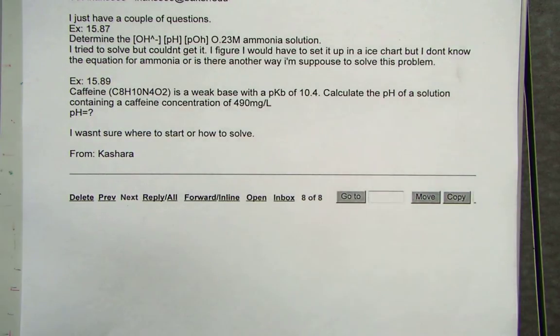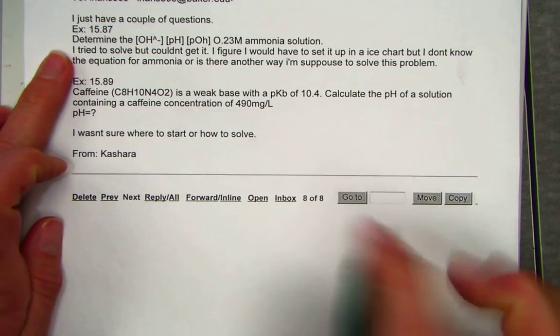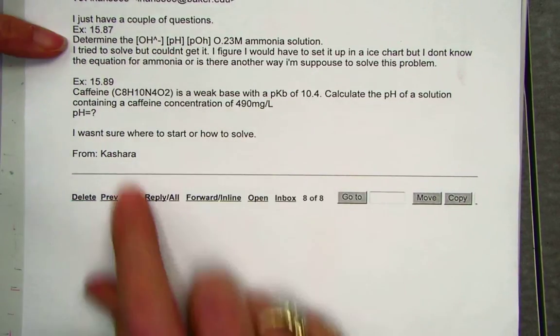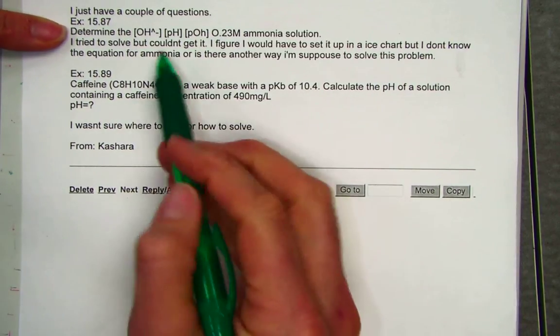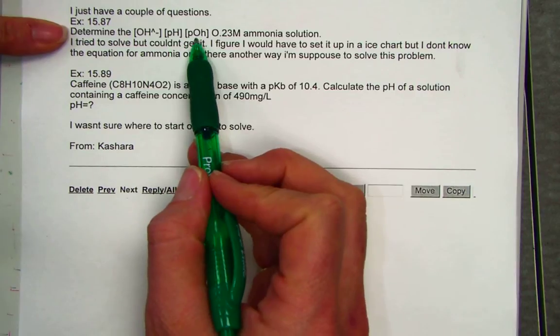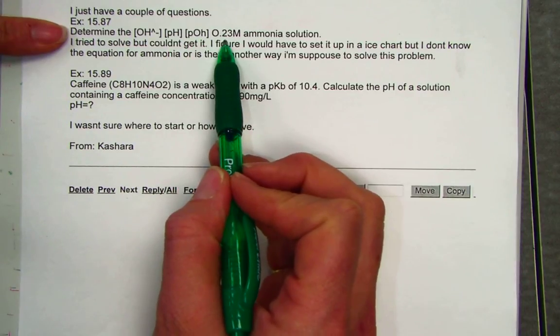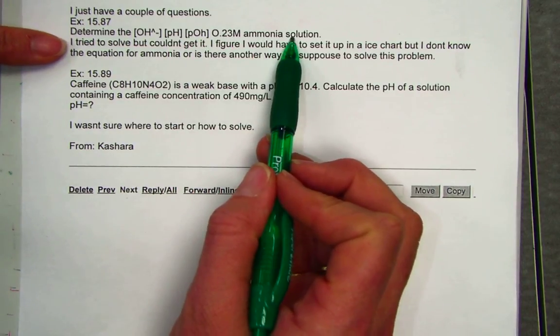Here's a problem worked out. It's number 87 from our Chapter 15 homework. So I'm going to focus on the first one, but I am going to work it down below here from an email. Determine the hydroxide, pH, and pOH of a 0.23 molar ammonia solution.